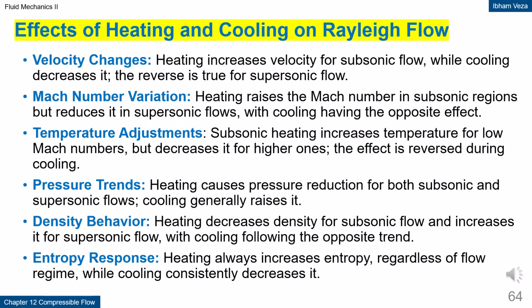Effects of heating and cooling on Rayleigh flow. Heating and cooling affect velocity, Mach number, temperature, pressure, density, entropy in different ways. For subsonic flow, heating tends to increase the Mach number and velocity. For supersonic flow, heating instead reduces the Mach number and velocity. Pressure always decreases with heating for both subsonic and supersonic flows. Entropy always increases when heat is added.